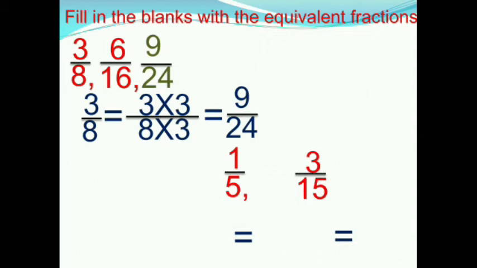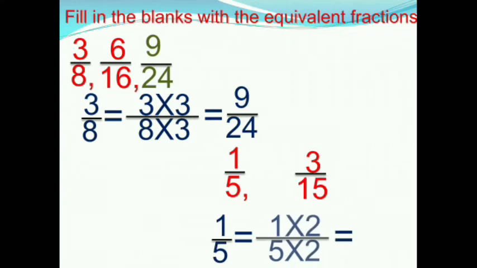Now we have 1 by 5. Now we should find the next equivalent fraction of 1 by 5. To find the second equivalent fraction, we should multiply the numerator and denominator by 2. 1 2s are 2, 5 2s are 10. The second equivalent fraction of 1 by 5 is 2 by 10.